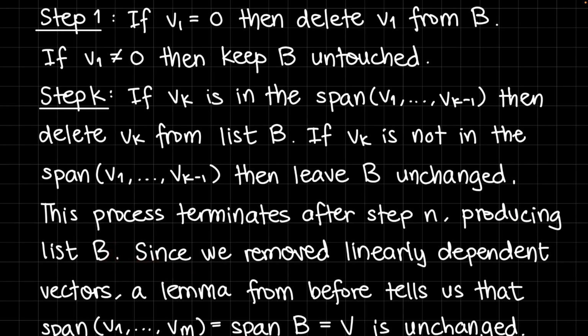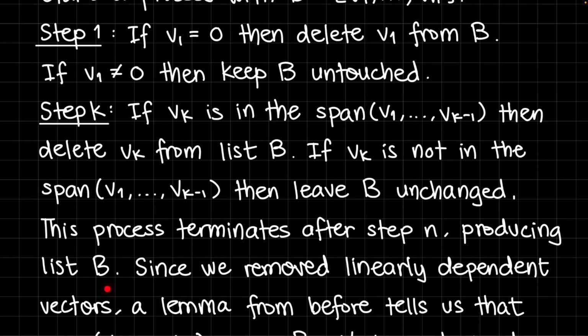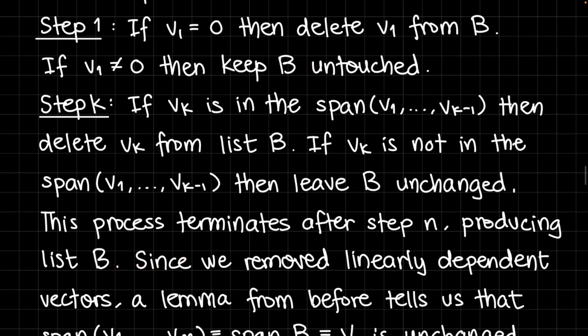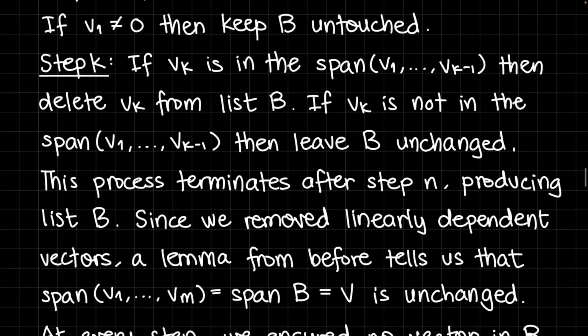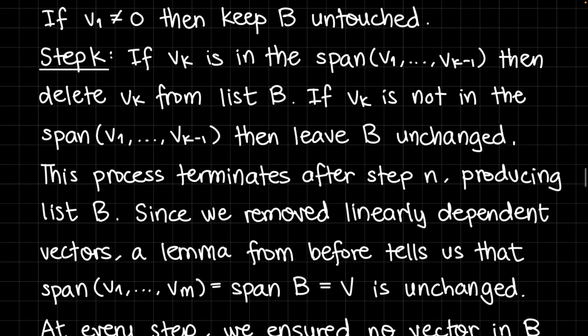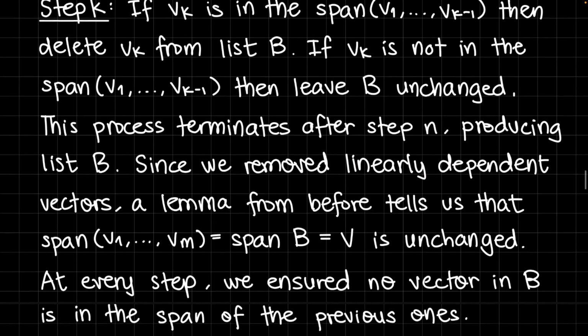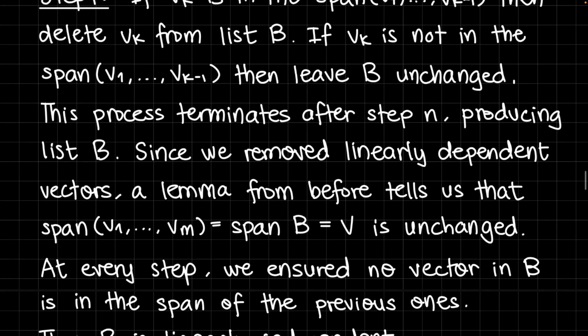And now the list B is actually what we end up with after going through all these steps, because some vectors will get deleted, some vectors will remain. So B is what we get after we terminate the process, what is remaining from the original list. Since we remove linearly dependent vectors, we use the lemma from the last video to tell us that the span is unchanged, because the lemma from before just said if you remove a linearly dependent vector from a list, the span of the original list before deletion and after deletion is the same.